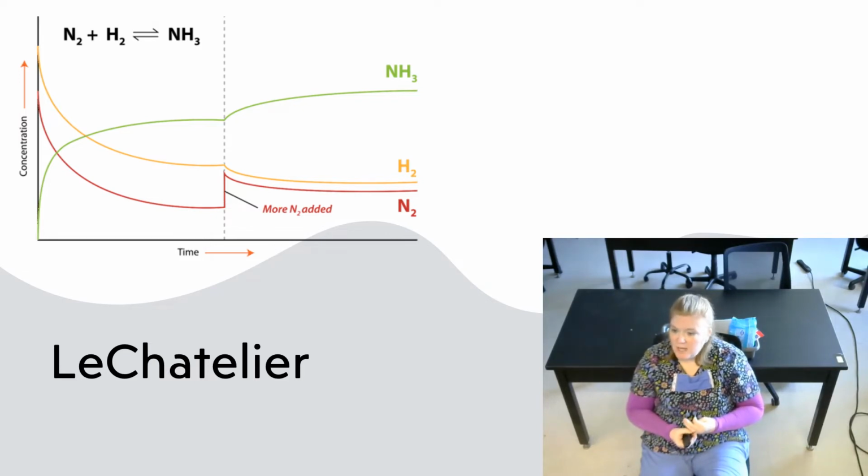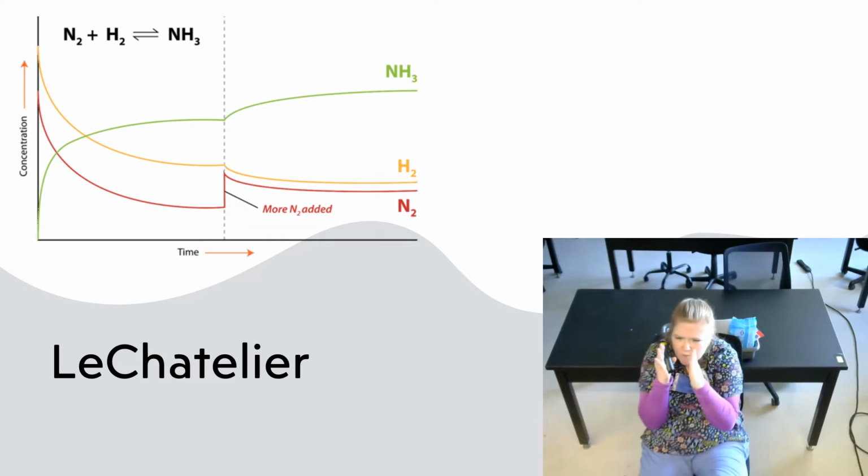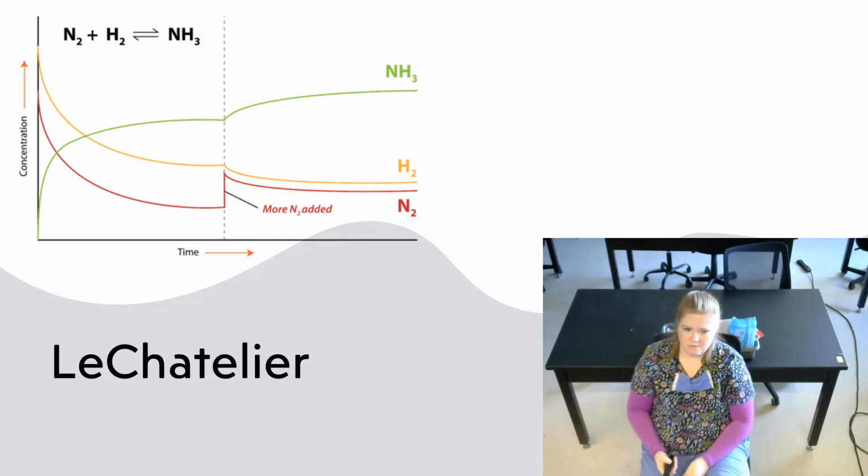Pressure or volume is only going to affect gases. So when we squish it into a little volume and increase the pressure, we want to go toward the side that has fewer gas molecules.